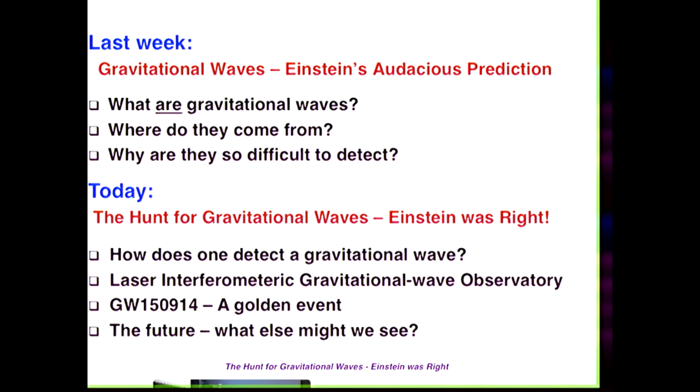Today, I want to talk about how one actually does detect a gravitational wave in the context of the Laser Interferometric Gravitational Wave Observatory called LIGO. And I'll talk about our golden event, our discovery back in September of 2015. And I'll talk briefly at the end about the future, what else we think we might see in the coming years. You'll notice that the title of the talk has changed. It used to be, was Einstein right? Well, yeah, he was right.